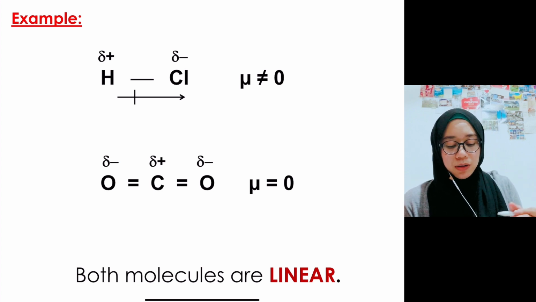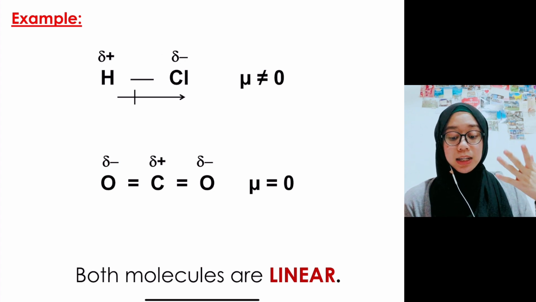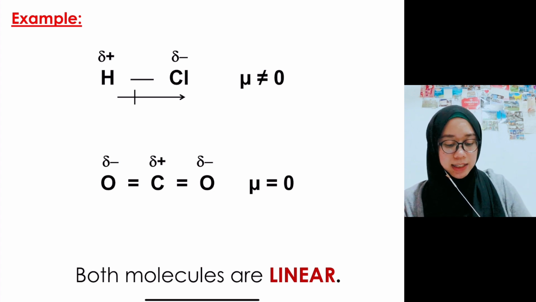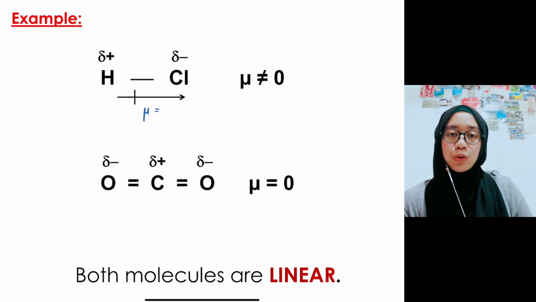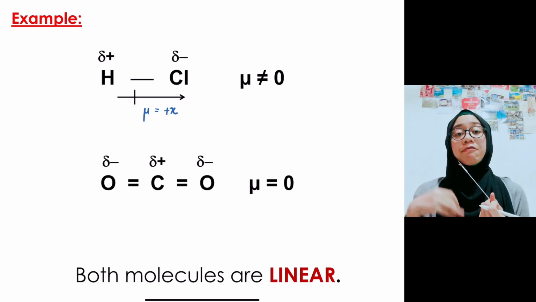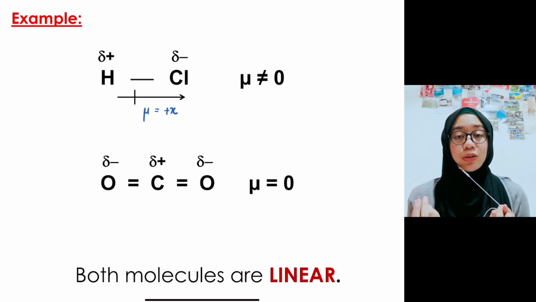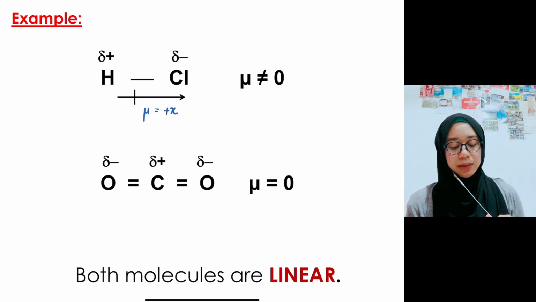Okay, so now since dia ke arah Cl sahaja, let's say kita tak diberi tahu pun berapa sebenarnya polarity dia kat sini. So let's say since dia ke arah kanan, Miss just letak value untuk mu dia adalah positive X. Okay, so basically since dia ada value, maksud the mu does not equal 0. So kalau does not equal 0, that's why dia adalah a polar molecule.